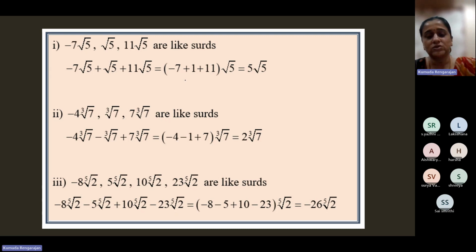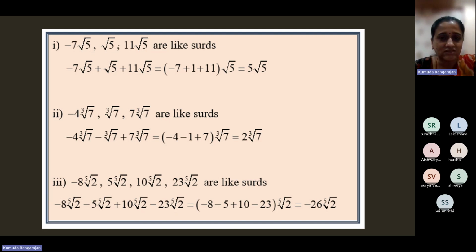You can extend the same thing to real numbers while simplifying real numbers. So here you see minus 7 root 5, root 5, 11 root 5. Now these are like surds because the irrational factor, root 5, is the same. So they're like surds. With like surds, you can perform addition and subtraction.